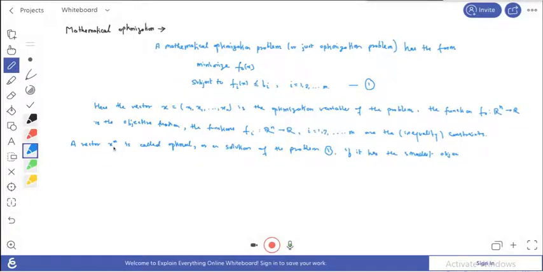A vector x star is called the optimal solution of the problem, equation 1, if it has the smallest objective value among all vectors that satisfy the constraints.